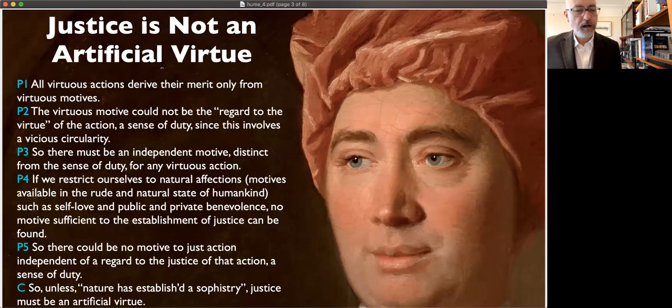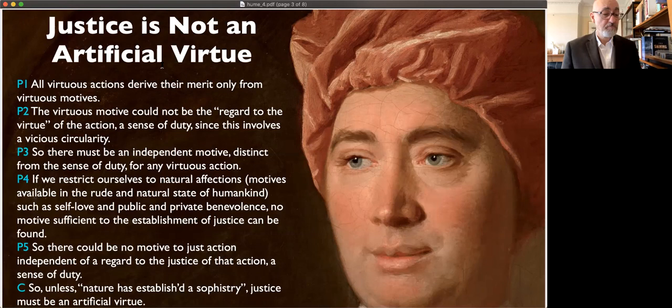So all virtuous actions derive their merit only from virtuous motives. The virtuous motive could not be the regard to the virtue of the action, a kind of generalized sense of duty, since that's going to involve a vicious circularity. So there has to be an independent motive distinct from this sense of duty for any virtuous action. If we resort ourselves to natural affections, and that means motives that are available in the rude and natural state of humankind, such as self-love or public and private benevolence, no motive sufficient to establish justice can be found. So there could be no motive to just action independent of a regard to the justice of that action. Again, this generalized sense of duty. So Hume concludes, unless nature has established a sophistry, justice must be an artificial virtue.